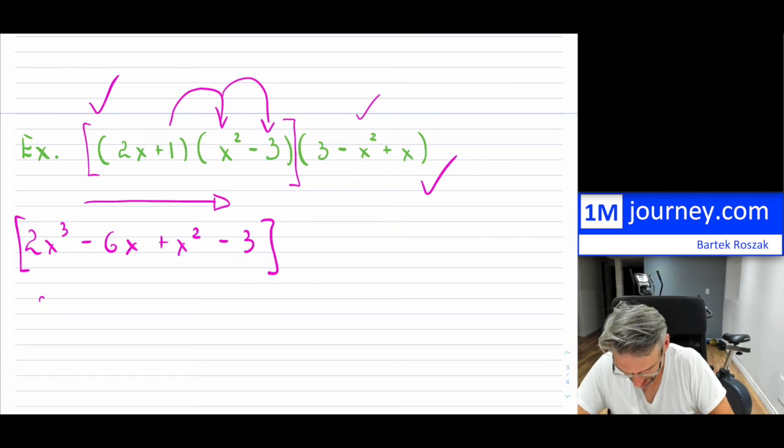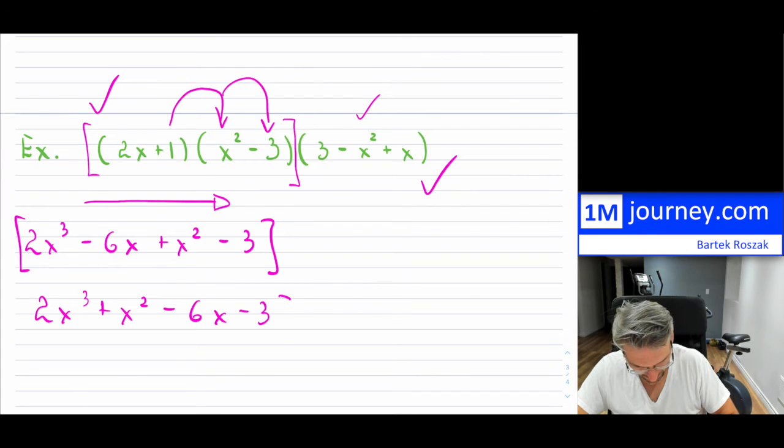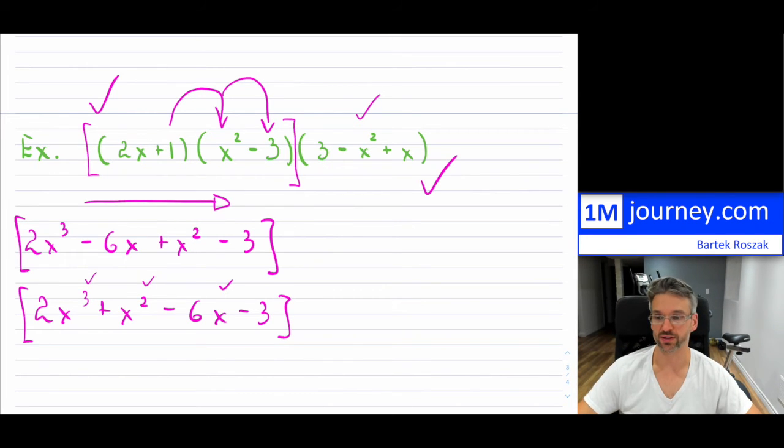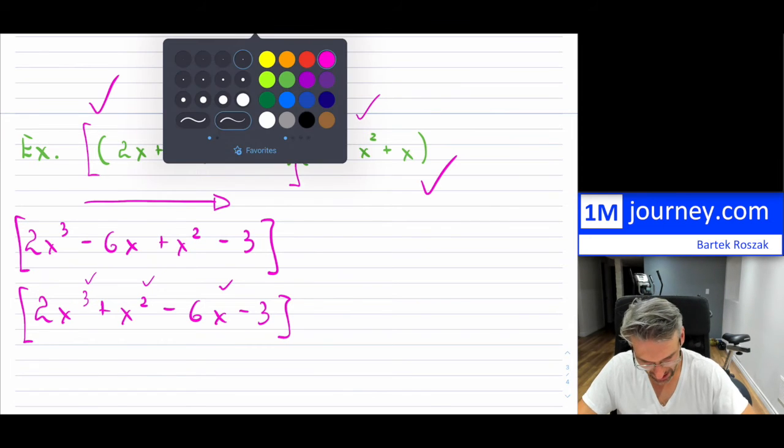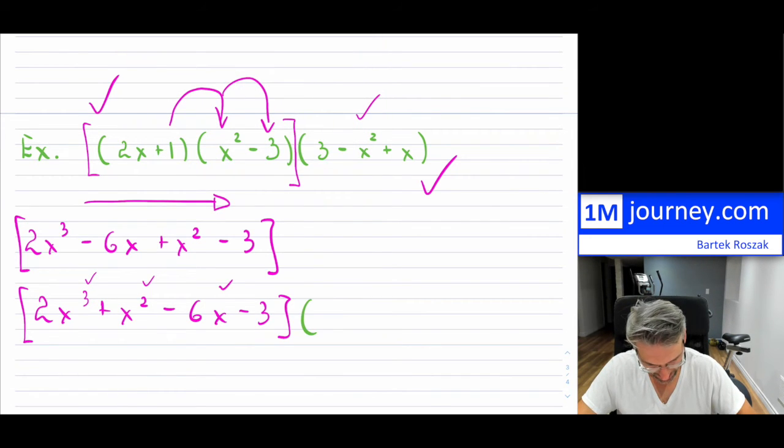So I'm going to just leave it as it is. I'm going to rearrange them. I like to always put them in the order that they have, meaning x cubed, then x squared, and so on. So I do it in decreasing order of the exponent. Now we have to take this entire thing right here.